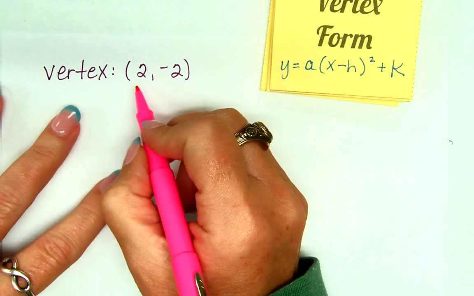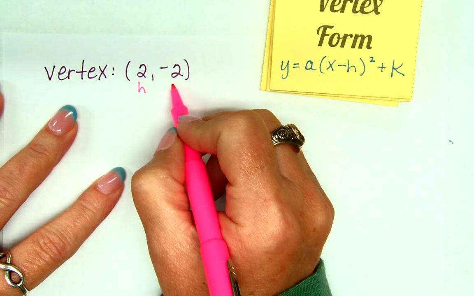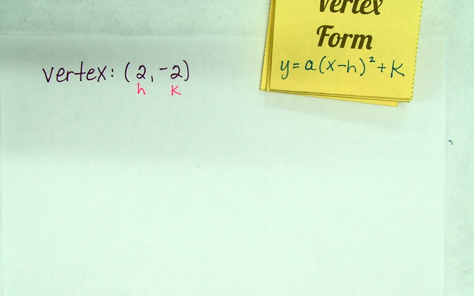H and K? This is which one? H, and this is which one? Do I have enough information to write an equation? What do I lack? I like A, don't I? If I just said, write me an equation that has a vertex at 2, -2, how many possibilities are there? An endless, right? There's an infinite number of possibilities. So you need more information from me then, right?